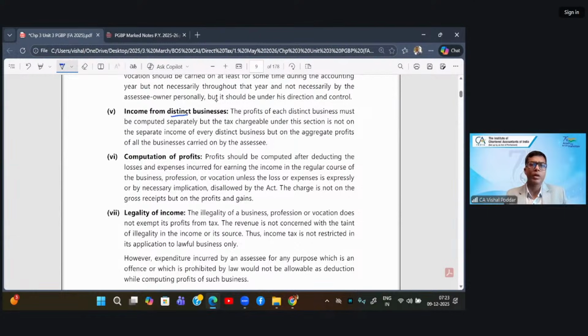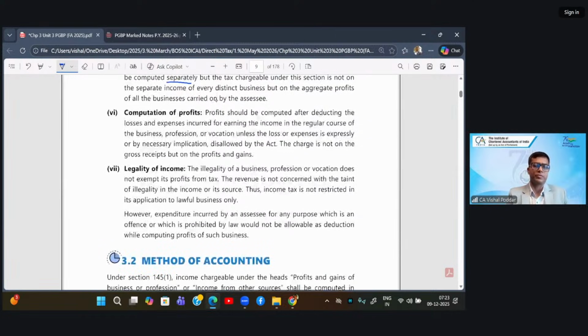Importantly, if you are running different businesses, then for each business, you should make a separate computation. Later on, we will add all the different business incomes and subtract all the other business losses. But first, you have to do the computation separately for each business.